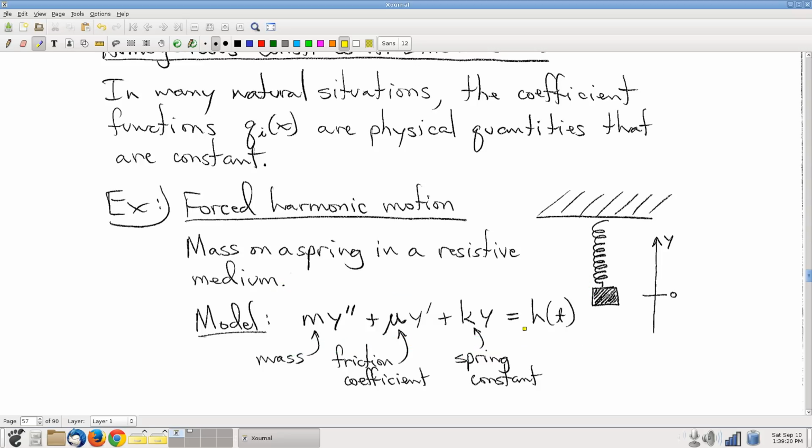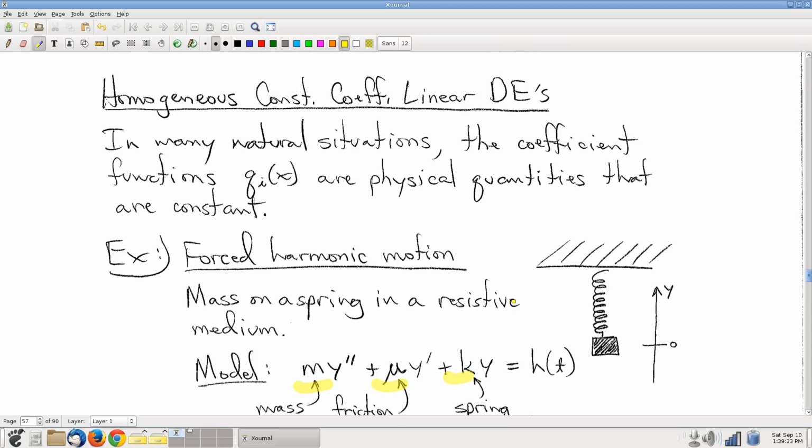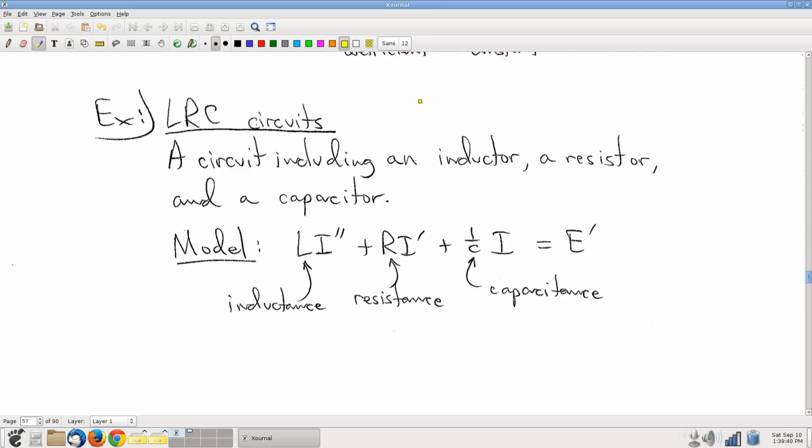So this is a complicated system. There's a lot of stuff going on, and things are moving around, and forces are changing, and the position is moving, and it's accelerating and decelerating. Lots of stuff is happening, and yet it is truly a constant coefficient linear differential equation.